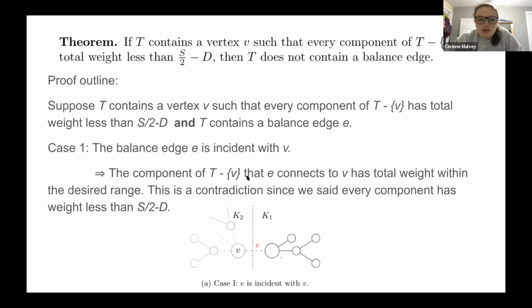The reason this is true is that if you remove a vertex V and the tree does have a balance edge, then either it's incident with the vertex that you removed, or it's in one of the components that you get when you remove a vertex from a tree. Suppose that the tree contains a vertex such that every component has weight less than the minimum that you're willing to accept for population, and also suppose that the tree in fact contains a balance edge. The first case is if the balance edge is incident with the vertex that you removed. Then the component that the edge connects the vertex to has to be within the population range because it's a balance edge, and therefore when you remove it, you will get that component as one of your components. So this is a contradiction.